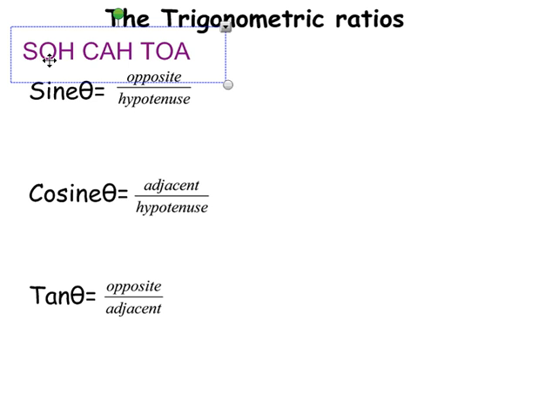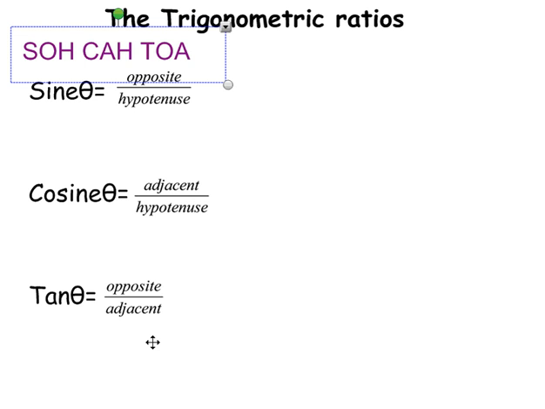SOH stands for the sine of theta is equal to the opposite side over the hypotenuse side. CAH stands for the cosine of theta is equal to the adjacent side over the hypotenuse side. And the tangent of theta, TOA, stands for the tan of theta is equal to the opposite side over the adjacent side.